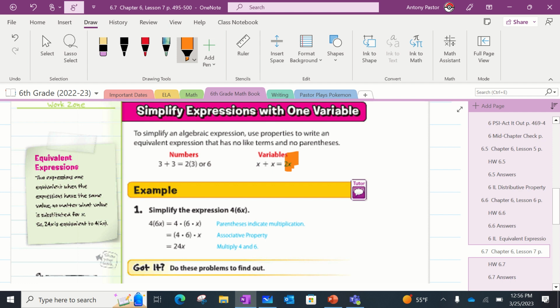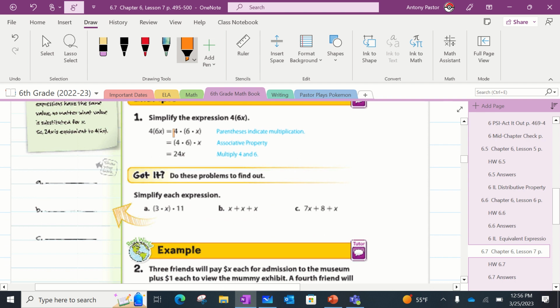Simplify the expression 4 times 6x. We are using the distributive property again. Or actually, no, we're not. Kind of. 4 times 6 would be 24, which is what we have down here. But with the x at the end, we're still multiplying it by that. Because over here, we have 4 times 6 times x, 4 times 6 times x again with the parentheses. So this one, parentheses indicate multiplication. Because remember, it's 4 times 6x, because 4 is outside of 6x in parentheses, which means it's multiplying.